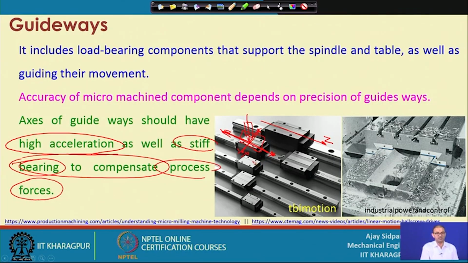So, in the next lecture we will continue with the guideways, what the different guideways are and which guideway we can use for the micro machining center. We will cover that in the next class.